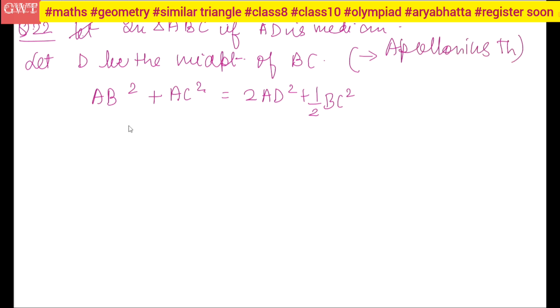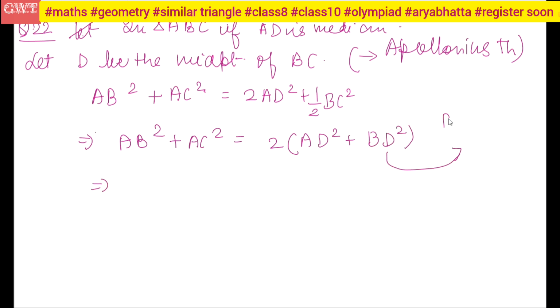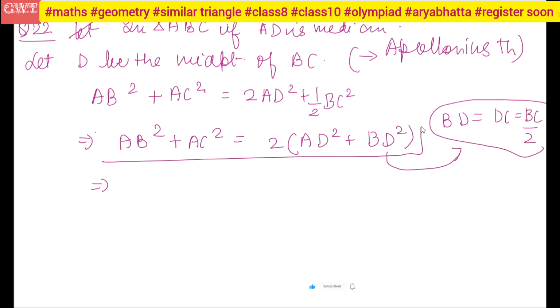Just simplify it. How can we simplify that? This implies that AB square plus AC square is equal to twice of AD square plus BD square. Why have I written it this way? Because BD equals DC equals BC by 2. And this only they are asking us to prove.